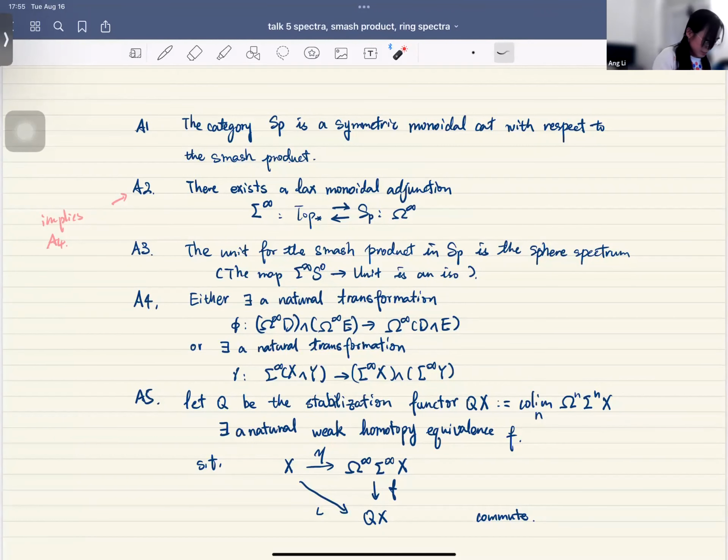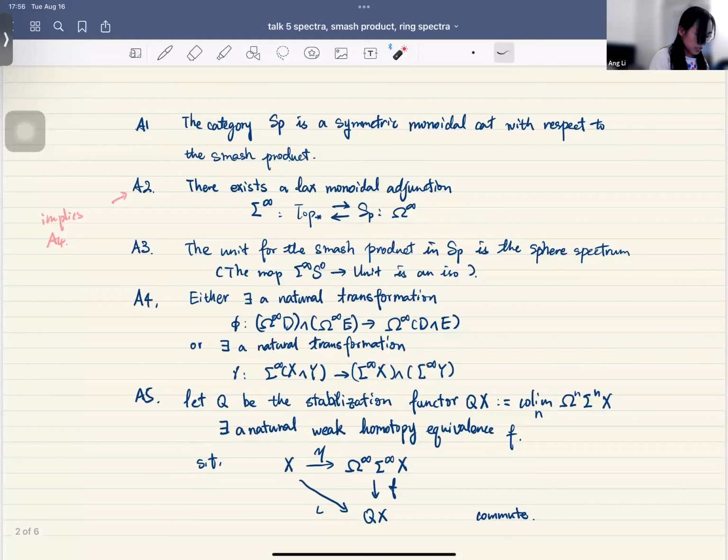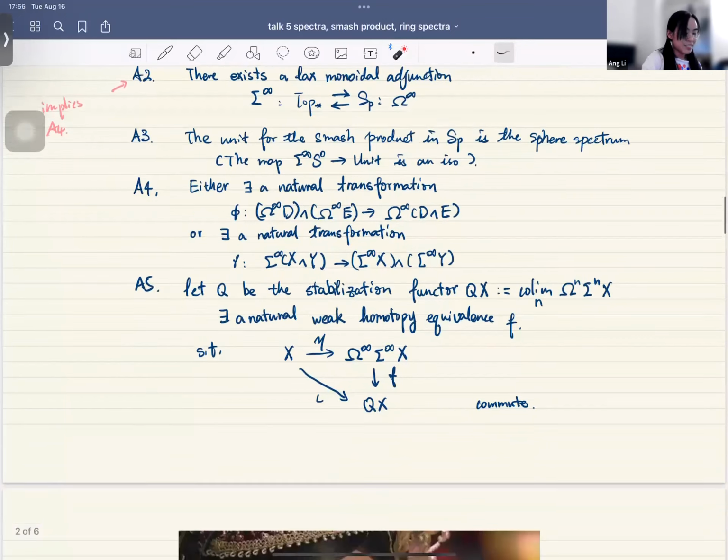Anyway, so we want to identify the stabilization functor with the unit of this adjunction. That is, we go from this direction and come back. All right. And you can guess and type in the chat: can we find a category satisfying those 1, 2, 3, 4, 5? And the answer is nope.